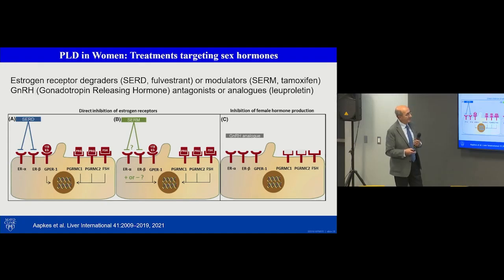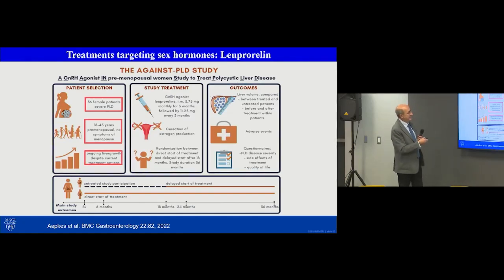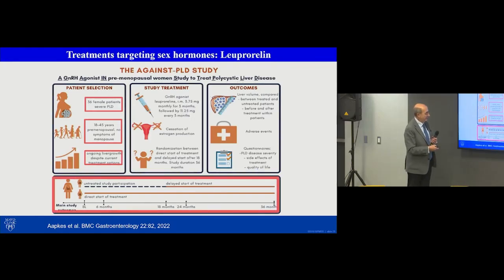But there is a gonadotropin releasing hormone activator that causes initial activation, but then causes suppression of the receptor by desensitization. That is leuprolide, I think, in the United States. And there is a clinical trial ongoing in the Netherlands using this compound. The trial is the against polycystic liver disease study. The patients are selected to have severe polycystic liver disease. They are premenopausal, and they have proven ongoing growth. And they have a very interesting clinical trial design.